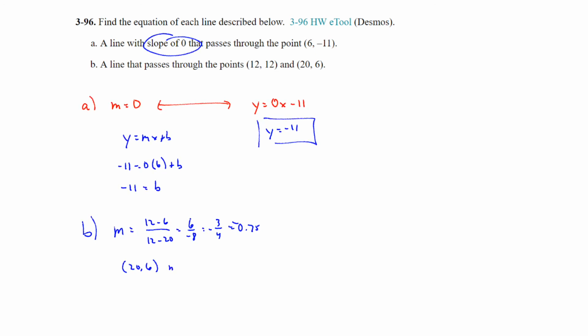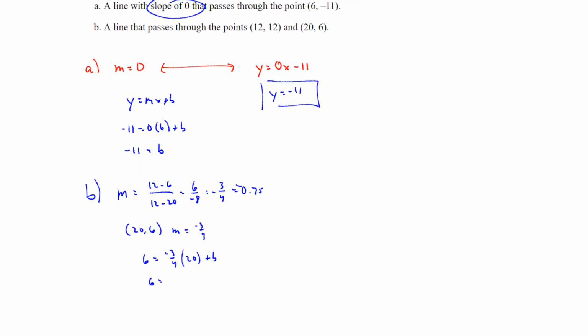Now we need to figure out what the y-intercept is. So I'm going to use the point (20, 6) and then the slope of negative 3/4. So y, which is 6, is equal to m, negative 3/4, times x plus b. Negative 3/4 times 20 would be negative 15 plus b. How do I know that? 20 is over 1, so I just canceled my 4 and 20 with a factor of 4. Leaves me with 5 left over. Add 15, and we get b is equal to 21.